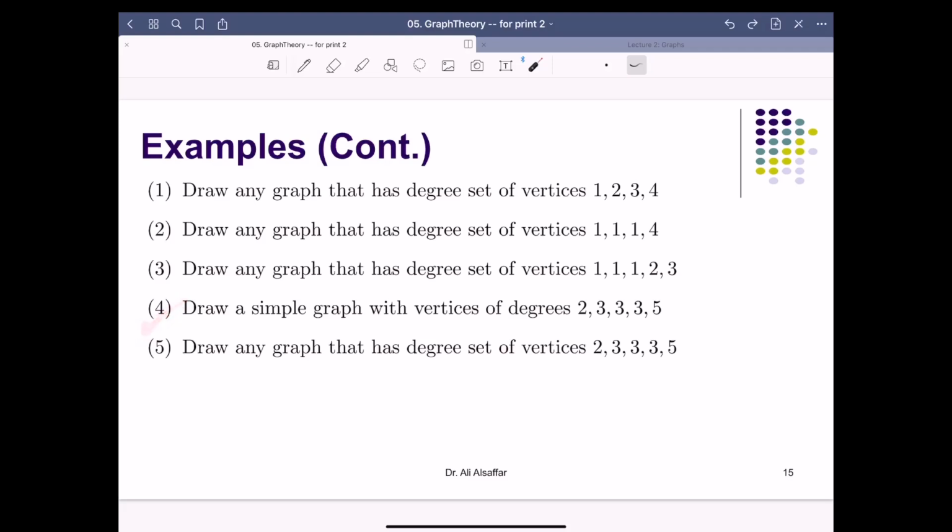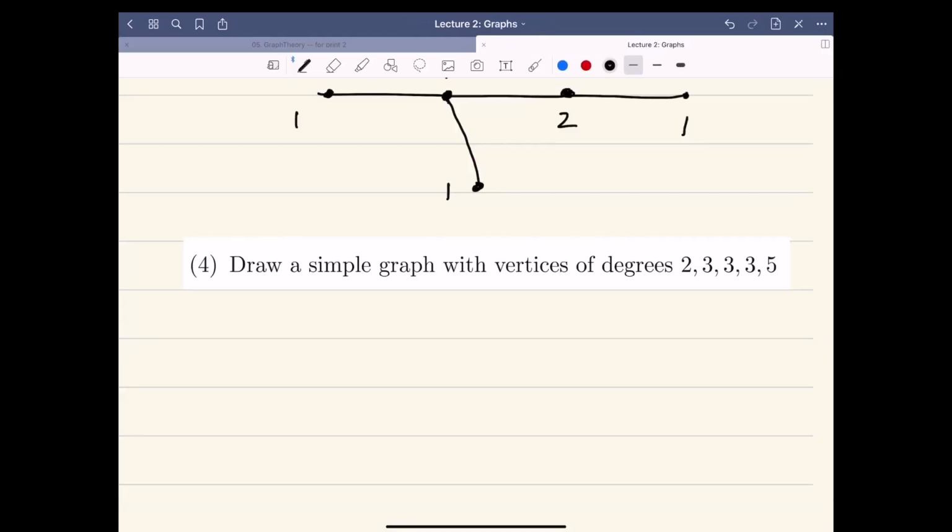For example number 4, draw a simple graph. For examples 1 and 2 and 3, it says any graph. So you can draw loops, you can draw parallel edges, but when it says simple graph, now you are restricted: no loops and no parallel edges. Like before, we take the summation 2 plus 3 times 3 plus 5. So 9 plus 2 is 11, 11 plus 5 is 16. So 2 times 8. So it is even. So the graph should exist, and this should be the number of edges.